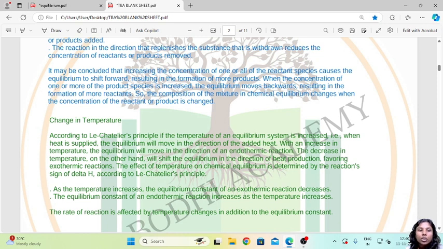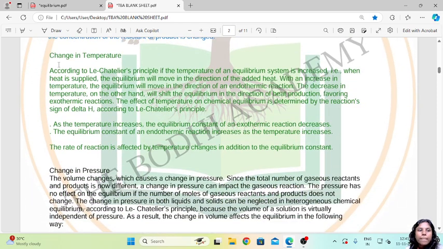Likewise, when the concentration of one or more of the product species is increased, in this case the equilibrium will move backwards, that is towards the formation of more and more reactants. So the composition of the mixture in equilibrium changes when the concentration of the reactant or the product is changed. Whatever the composition, if you change it, the overall equilibrium mixture will also change.